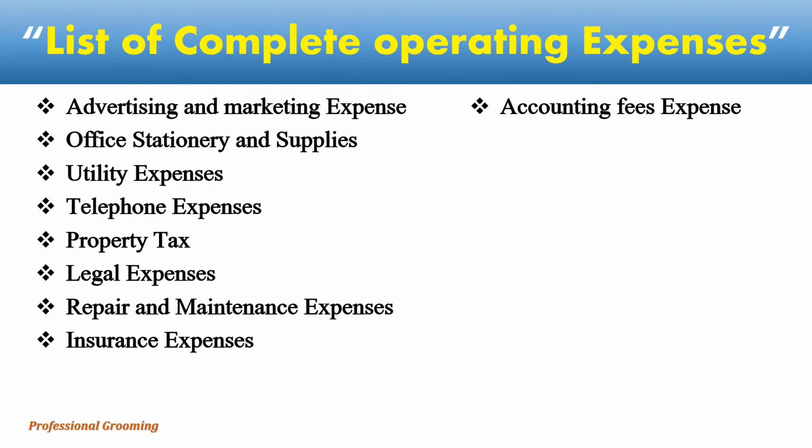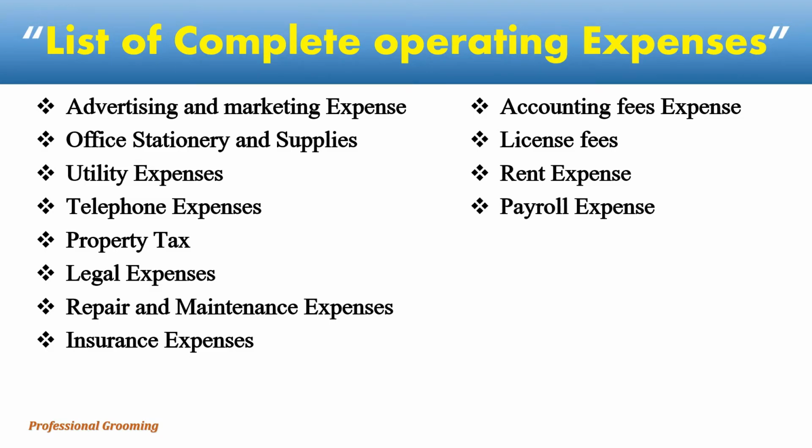Accounting fee expense. These are expenses incurred on audit and preparation of financial statements by outsourced firms. License fee. Expenses incurred on getting new and renewal of business legal documents from the government are also categorized under the operating expense of a business. Rent expense. It includes office yearly rent, real estate rent, or rent of a building which is under the use of the company. Next is the payroll expense.